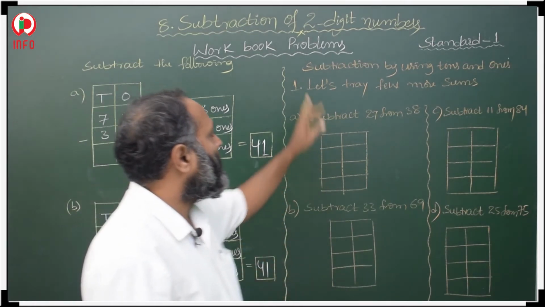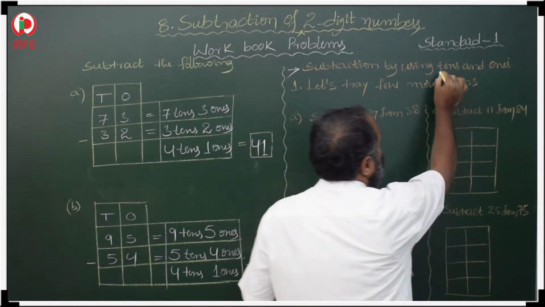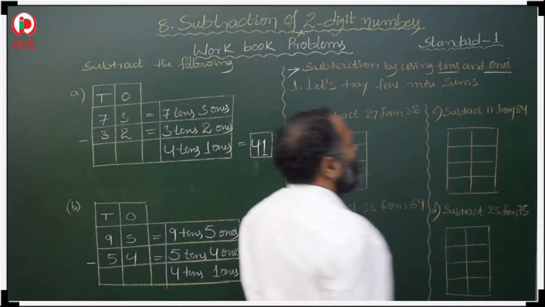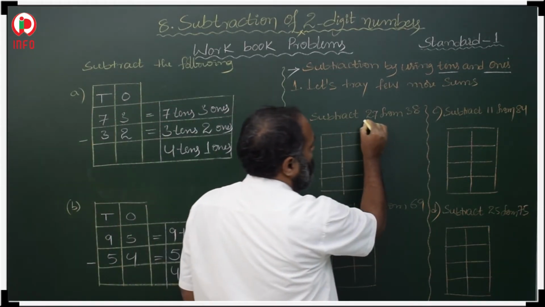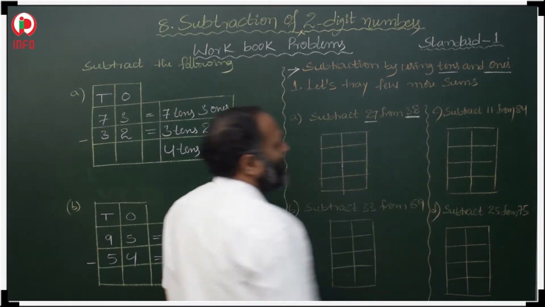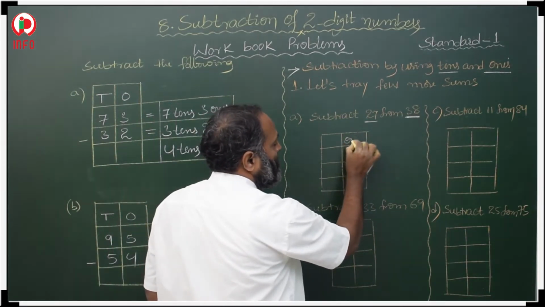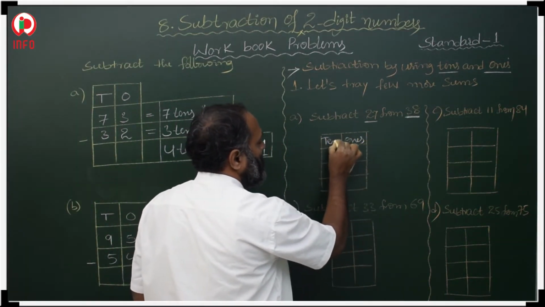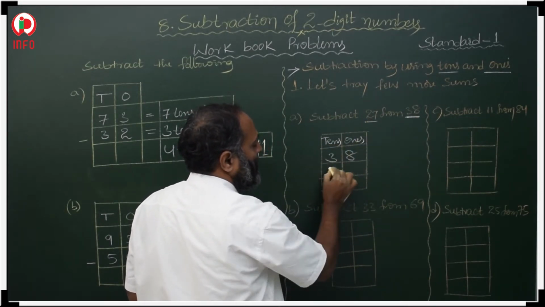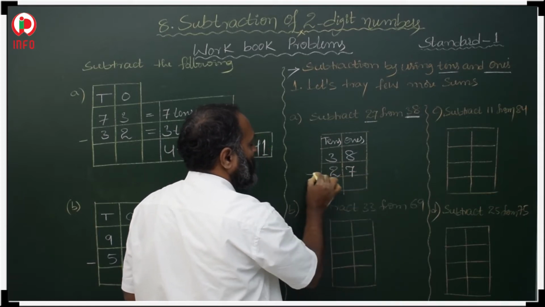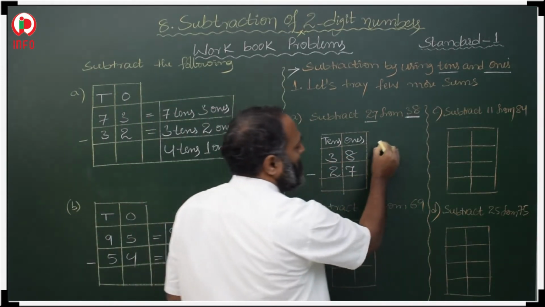So here in the second concept, subtraction by using tens and ones. Using tens and ones we have to subtract. So the first question: subtract 27 from 38. From 38 we have to subtract 27. Now this is ones, this is tens. First we take the number 38 and 27, minus. Ones, first we subtract ones, that is 8 minus 7.